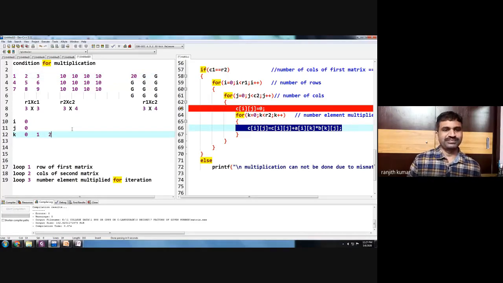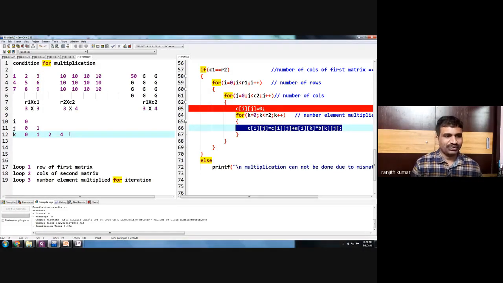Then k value will become 2. Now what will happen? A of 0, 2 into B of 2, 0 will be multiplied. A of 0, 2 is 3, and B of 2, 0 is 10. So 3 into 10 is 30, and 30 will be added to 20, which is 50. The first element multiplication is completed. Then k value will become 3, and the inner loop will exit. When you come to the outer loop, automatically j value will change to 1. Then once again the k loop will start.